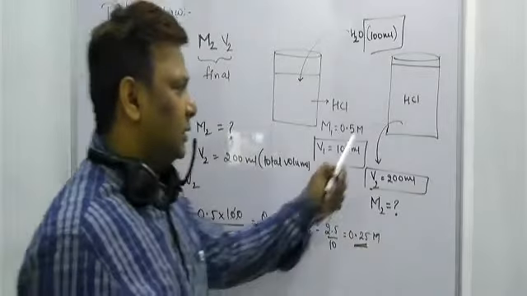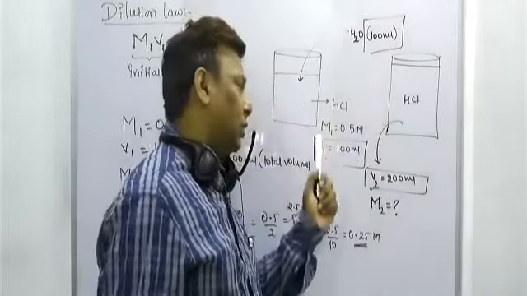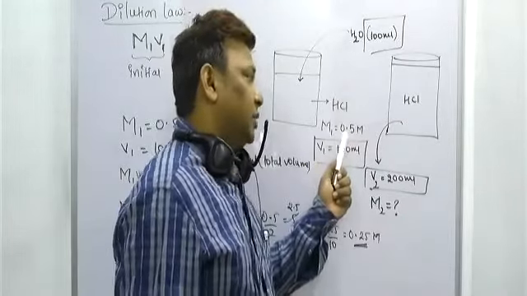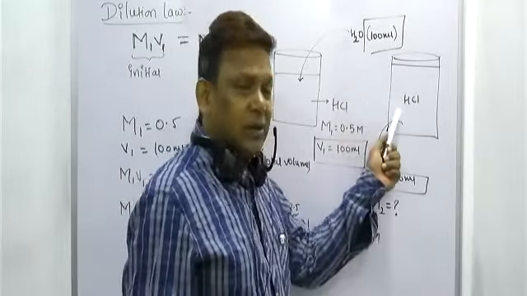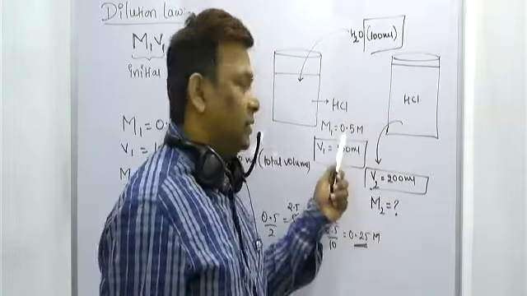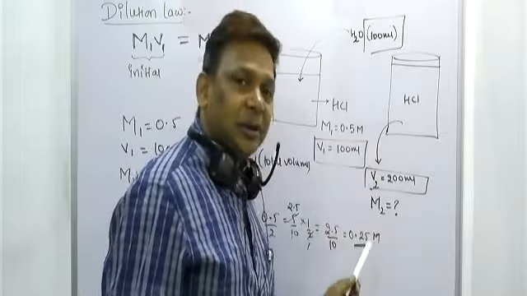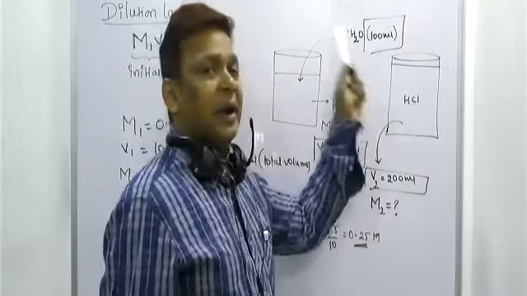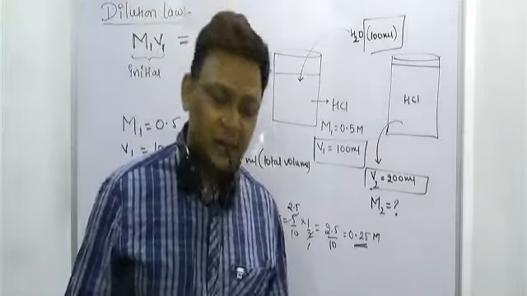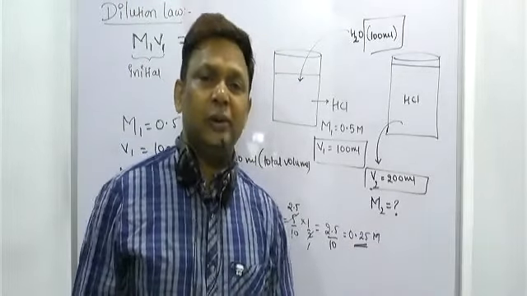Is it clear, beta? What is the concentration of this HCl solution after adding 100 ml of water? Sorry, after adding 100 ml of water to 0.5 molar, the concentration of HCl now becomes 0.25. Initially 0.5, now it becomes 0.25. Concentration decreases by adding water, which is called the dilution law. Right? Take a screenshot, beta. One more example I want to give you. You try it.